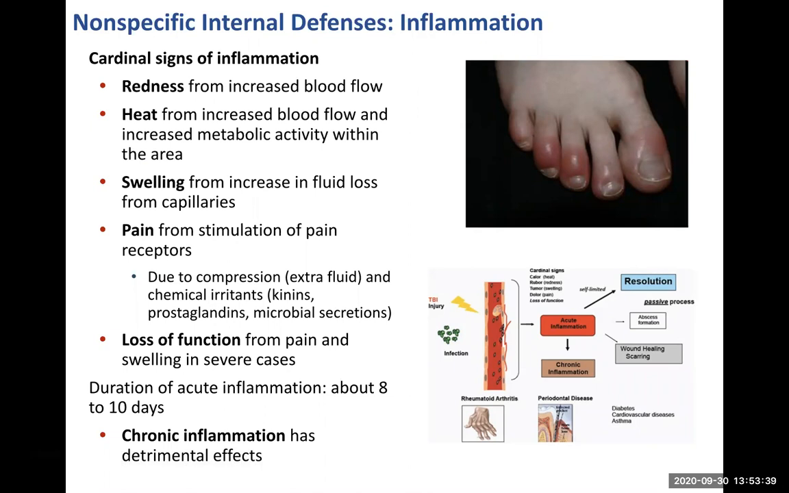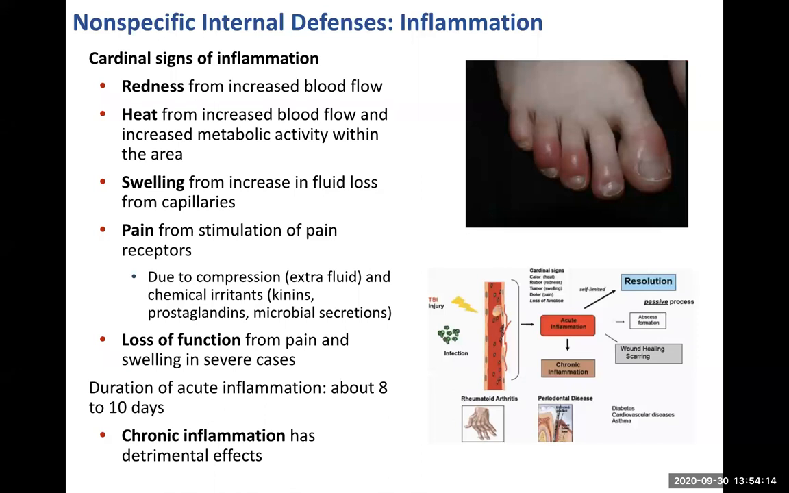So here are the cardinal signs of inflammation. And most people are pretty familiar with this because we've all had inflammation at some point in our life, right? So redness is due to the vasodilation that occurs as a result of inflammation. Heat is also due to that increase in vasodilation and vascular permeability. The swelling is due to the formation of that exudate, that excess fluid that is formed. Pain receptors are stimulated during the inflammatory process.